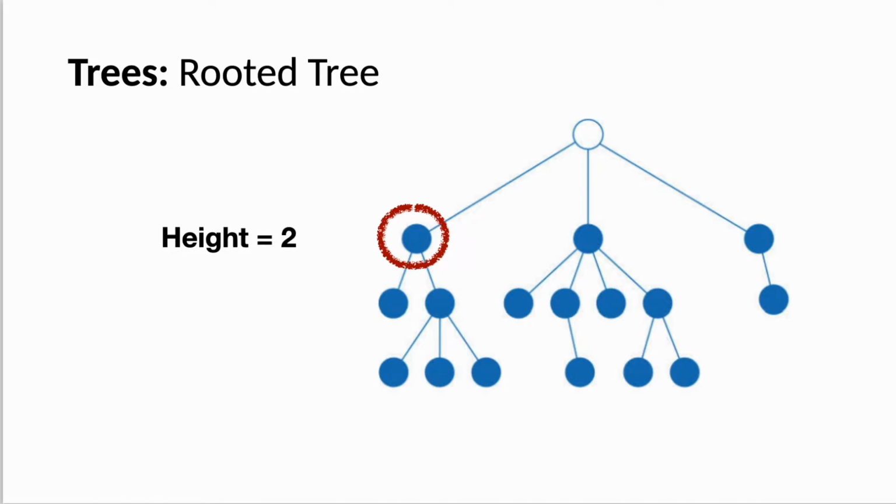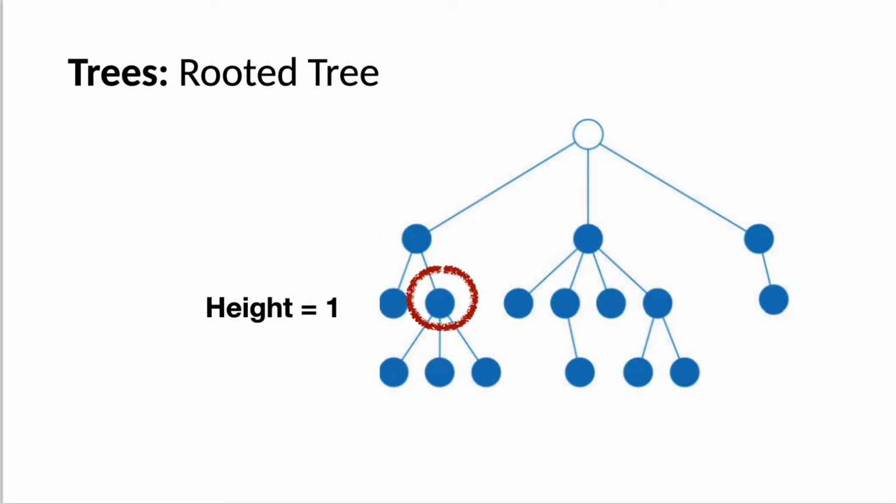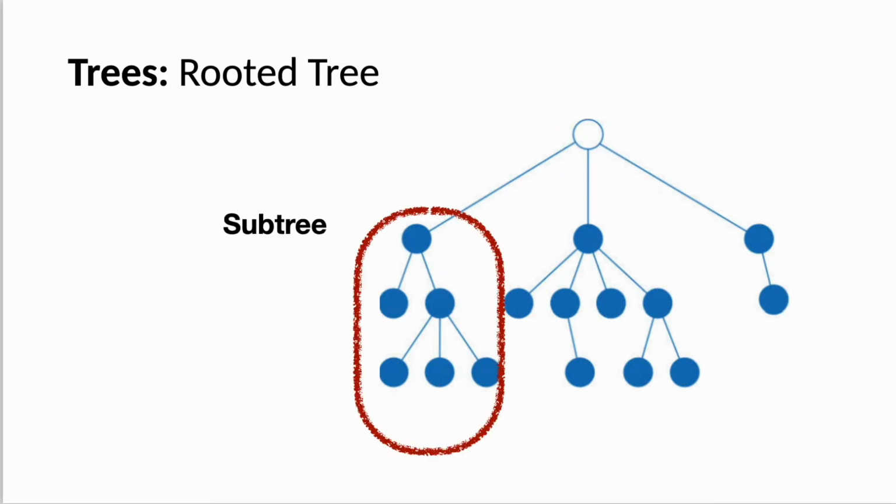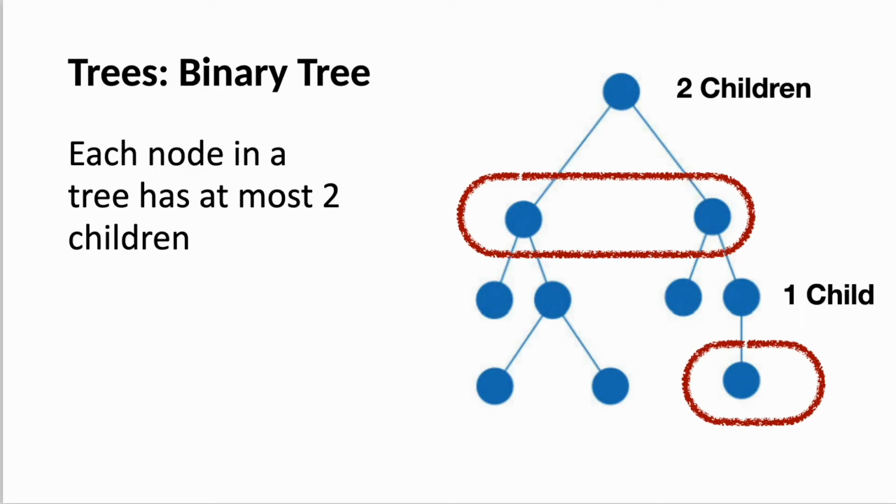The height of a node is the length of the longest downward path to a leaf from that node. So the height of this internal node is 2. This one, the height is 1. And the height of the root is 3, which is the height of the tree. A subtree of a tree T is a tree consisting of a node in T and all of its descendants in T. And if each node has at most 2 children, it's called a binary tree.